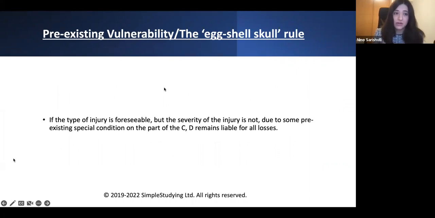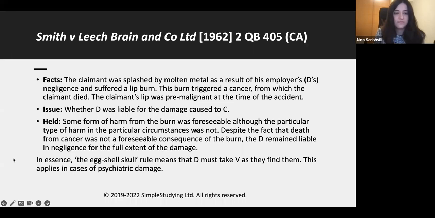Vulnerability: the eggshell skull rule is something to remember for the remoteness requirement. If the type of injury is foreseeable, but the result that happened was unusual because of the particular vulnerability of the victim, of the claimant, then the defendant still remains liable for all losses, because the defendant has to take the victim as he finds him, which is the eggshell skull rule.